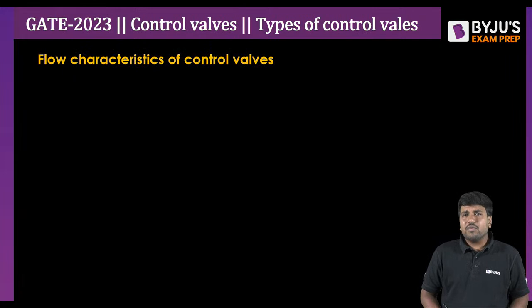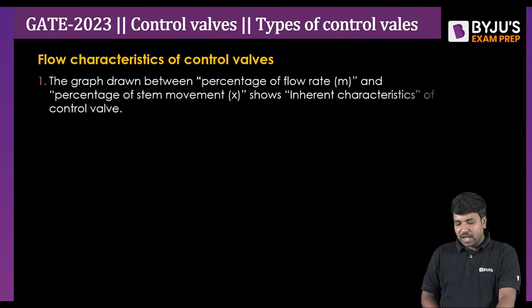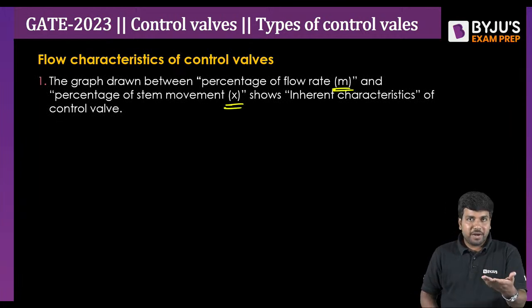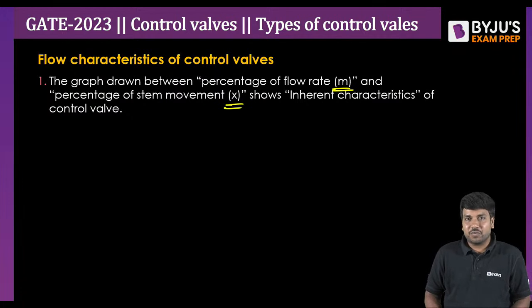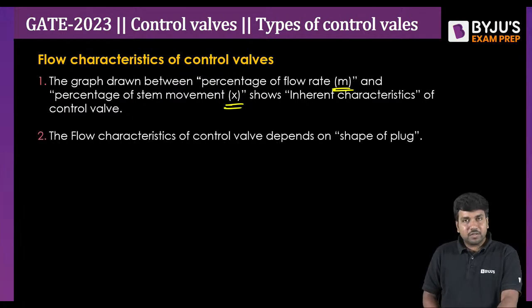Moving ahead, what were the control valves we have broadly discussed on the flow characteristics? First, as I said, the graph between M and X shows the inherent characteristics of the control valve. Of course, based on the shape of the plug, the flow characteristics are going to change.